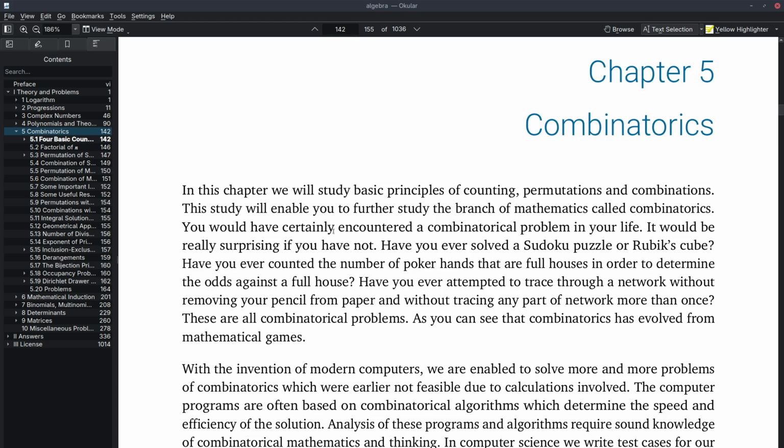You would have certainly encountered a combinatorial problem in your life. It would be really surprising if you have not. Have you ever solved a Sudoku puzzle or Rubik's Cube? Have you ever counted the number of poker hands that are full houses in order to determine the odds against a full house? A very simple example is the suitcases with those number locks. There are 3 rings, 0 to 9. That is one example of how many permutations you can have.